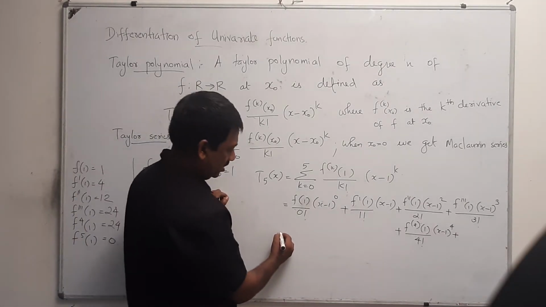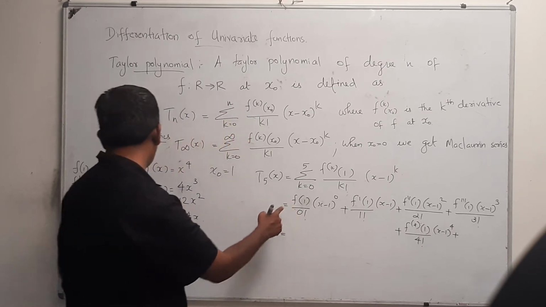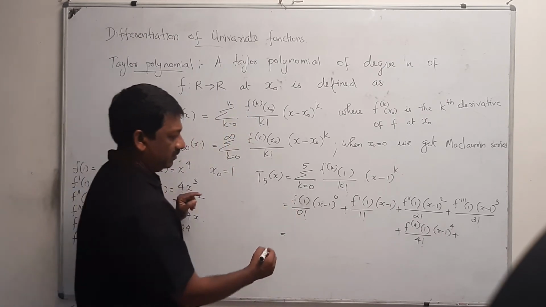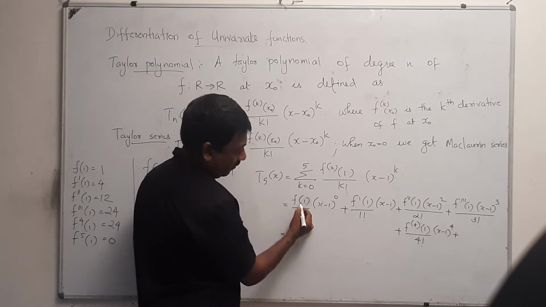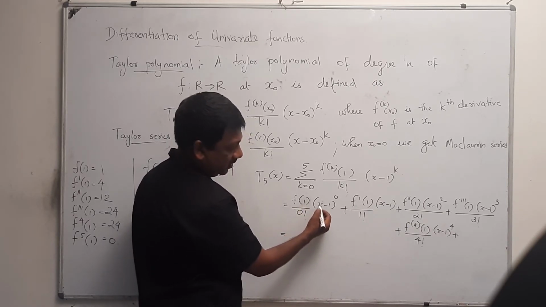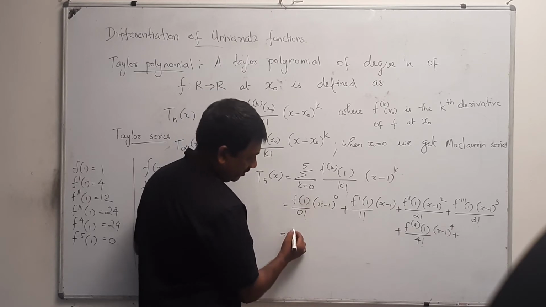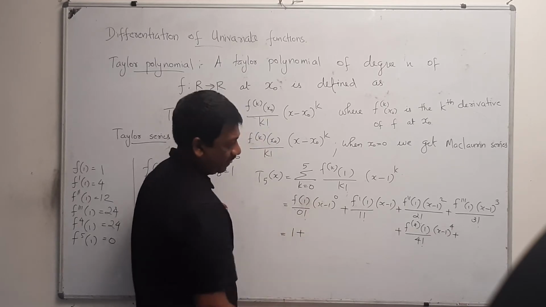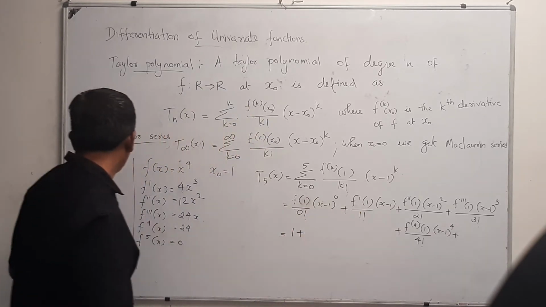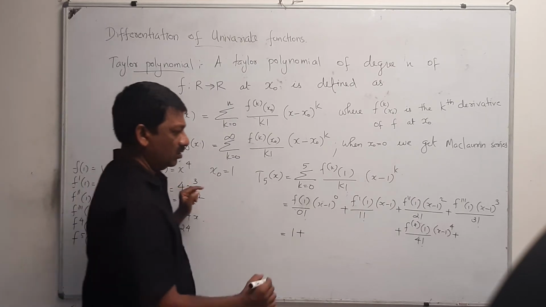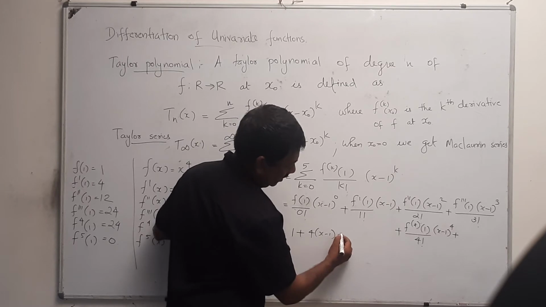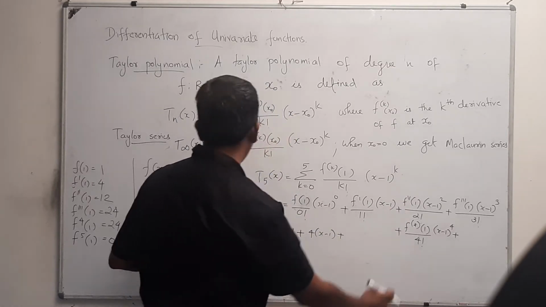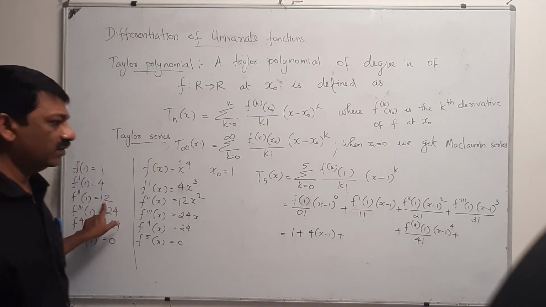That means this is, what is f of 1? f of 1 is 1. That means 1 by 0 factorial. That means this is f of 1 is 1, 0 factorial is 1, (x minus 1) raised to 0 is 1. That means this is 1 plus f dash 1 is 4, 4 into x minus 1, plus, what is f2 dash 1? f2 dash 1 is 12.